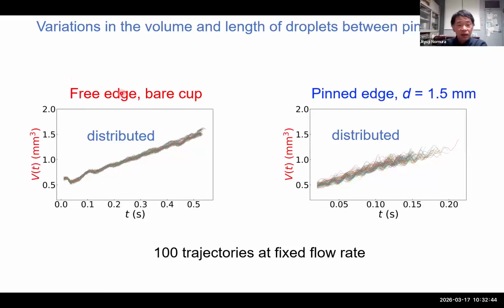For the free edge case, I show the droplet volume as a function of the time during the oscillation of the droplet. And you see that the droplet volume has a little bit of distribution like this. They don't follow exactly the same path, but they had a distribution. I mean, volume had a distribution for the free edge case. In the pinned edge case, this distribution seems to be wider like this. But anyway, in both cases, we had an irregular behavior for the time variation of the volume.